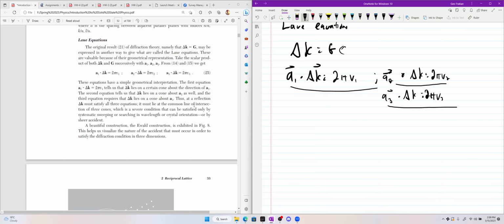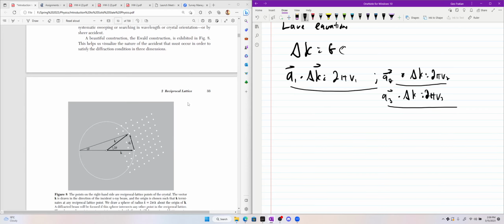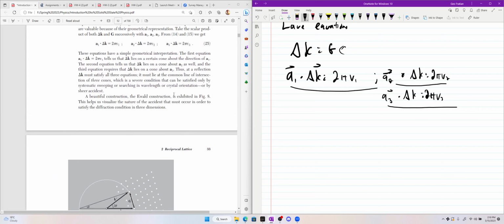So we have these 3 cones, and they all intersect. So yeah, it must lie in a common line of intersection of the 3 cones, which is a severe condition that can only be satisfied by a systematic sweeping or searching in wavelength or crystal orientation, or by sheer accident. So that's why when you do XRD, what you do is you actually sweep an angle of theta, or 2 theta. So you sweep a bunch of angles for your X-ray comes in at like this angle, this angle, this angle, this angle, and so forth.